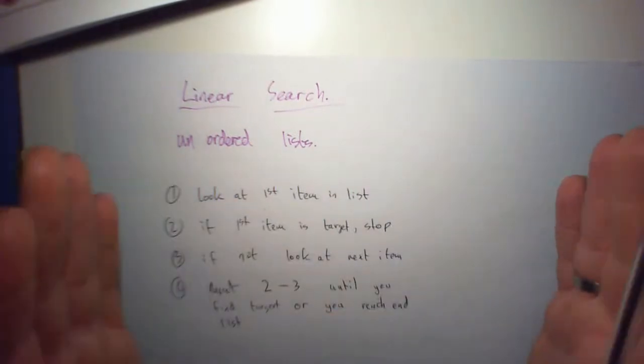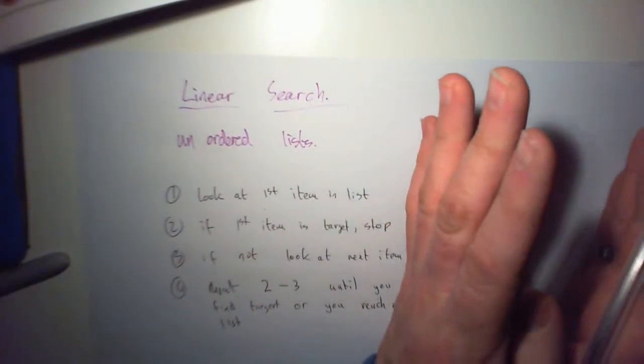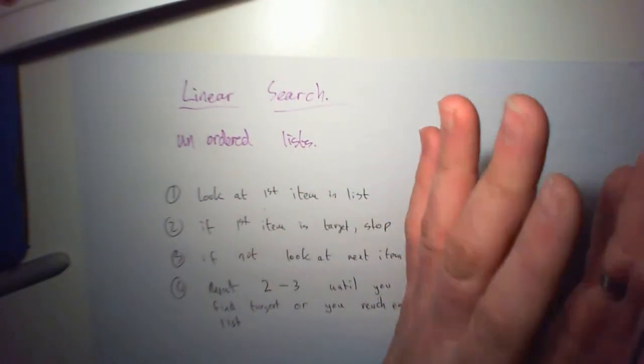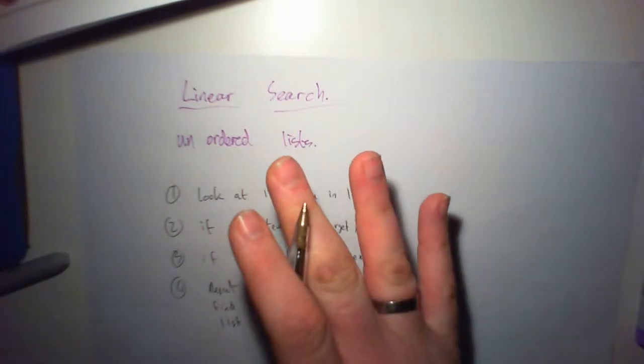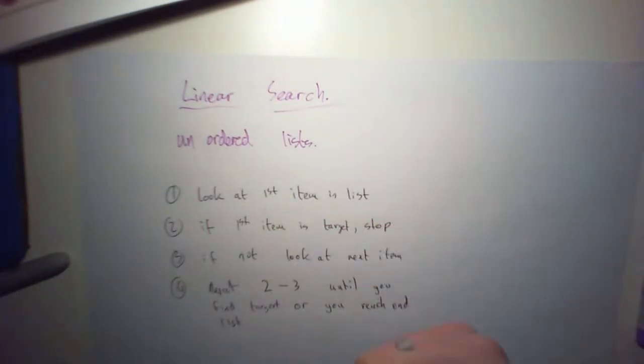If we only have a tiny list, let's say 10 things in a list, then using a linear search or a binary search makes no difference. But if you had 10 billion things in a list, then using a linear search is way less efficient.